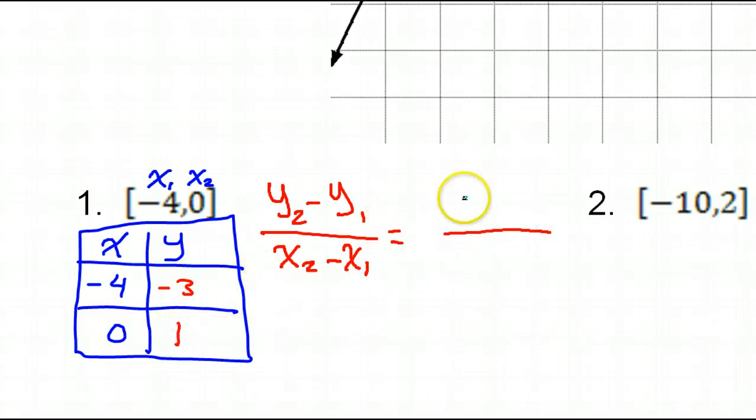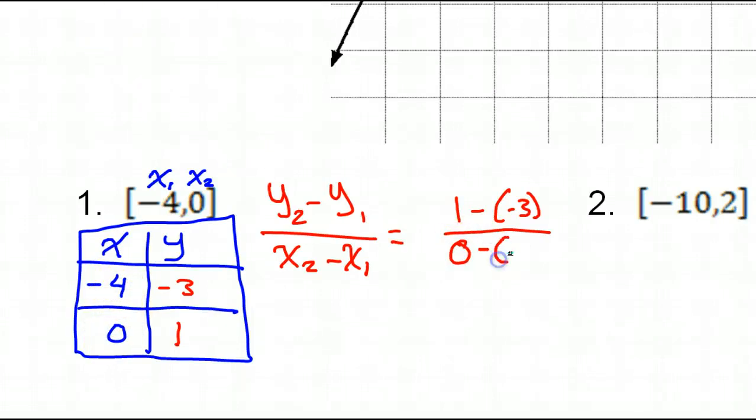Okay, so y2 minus y1. So that's 1 minus -3. Now, I caution you, some kids make a mistake and just put 1 minus 3. I see this all the time. If this were a positive 3, we'd do 1 minus 3. But it's not. It's a -3. So be sure to do 1 minus -3. It's like a double negative right there. And then, same thing here. I'm going to do 0 minus -4.